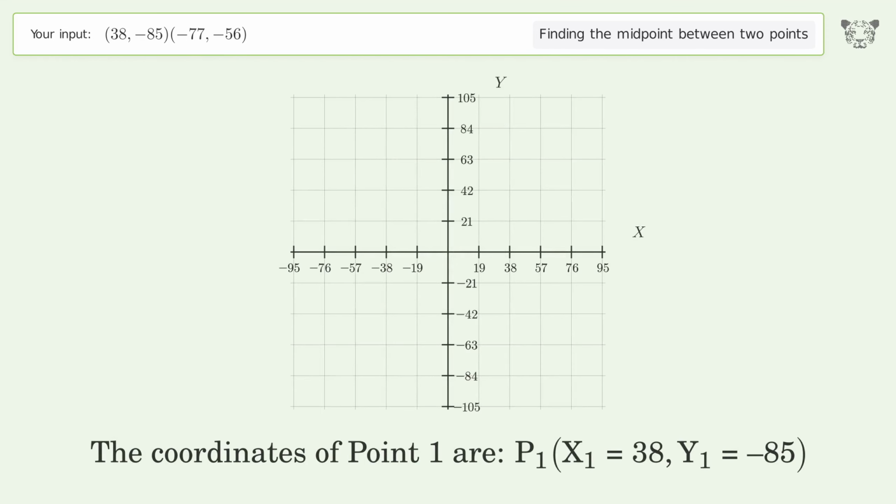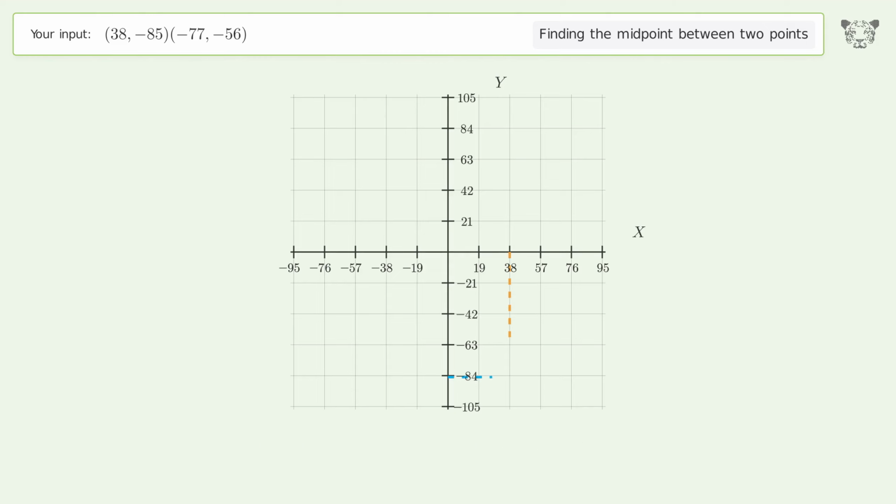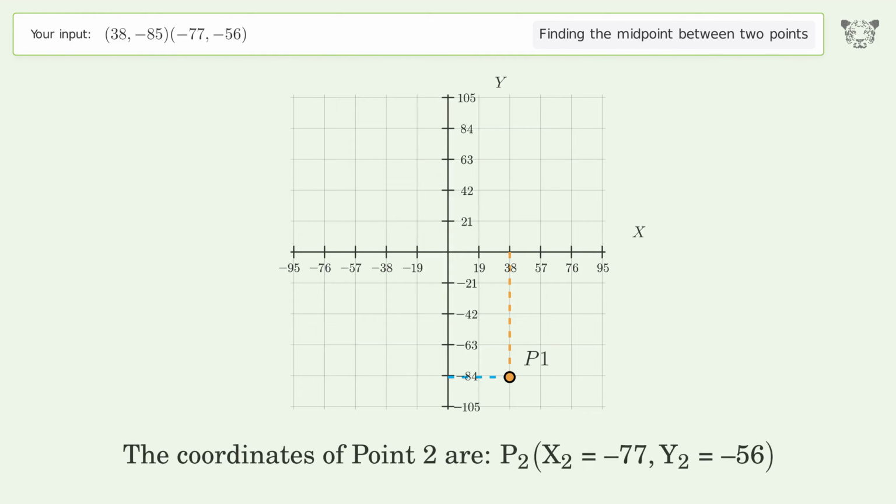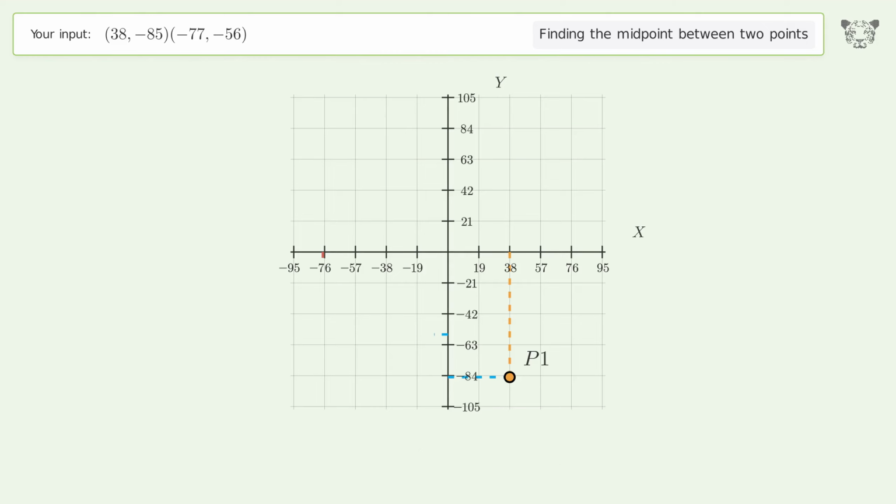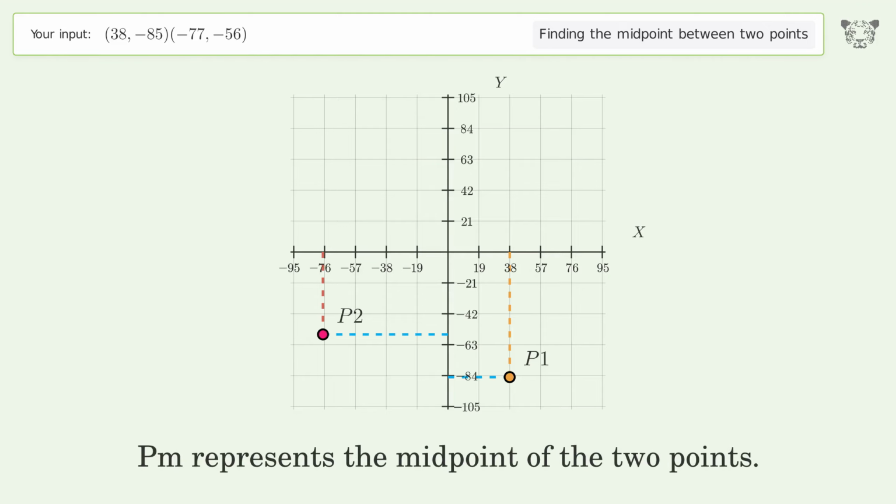The coordinates of point 1 are x1 equals 38, y1 equals negative 85. The coordinates of point 2 are x2 equals negative 77, y2 equals negative 56. PM represents the midpoint of the 2 points.